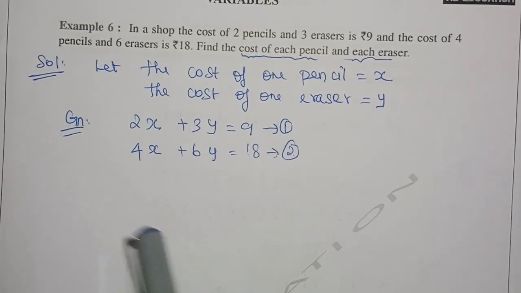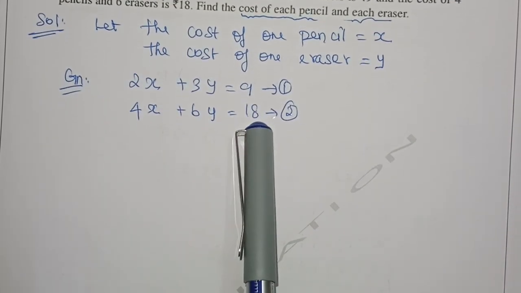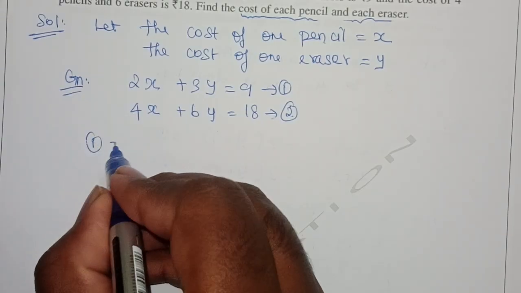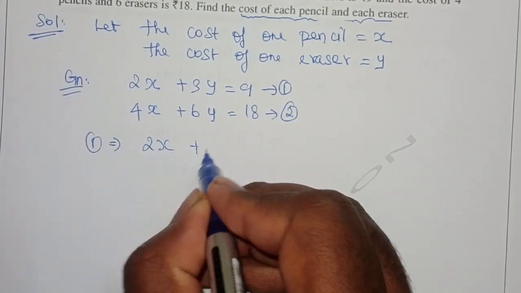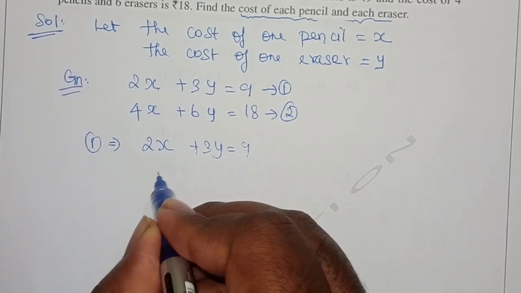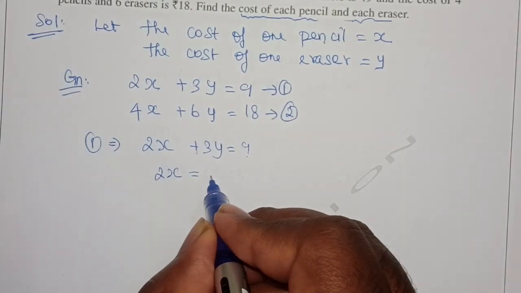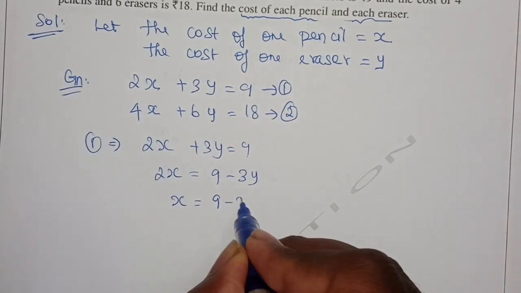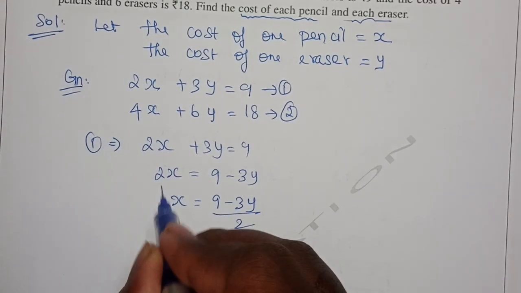By considering both the equations, the first equation is smaller. Therefore, we take that equation. The first equation becomes 2x plus 3y equal to 9. Therefore, 2x is equal to 9 minus 3y. x is equal to (9 minus 3y) divided by 2.